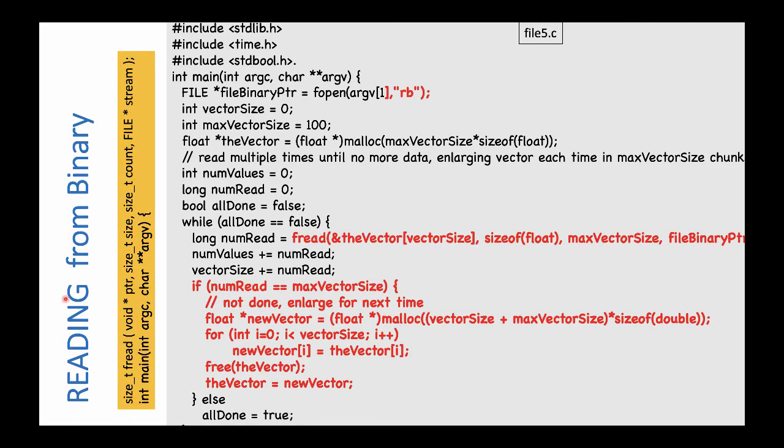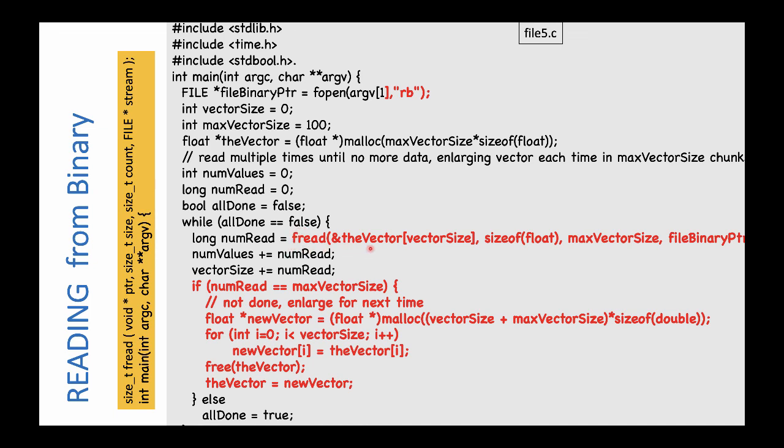So last up is reading from a binary file. This is the inverse of writing to a binary file. When we open the file, we say we want to open a file where we're going to read from binary as opposed to write to binary. So it's "rb", read binary. When we're actually reading it, instead of fwrite, we're going to use fread.